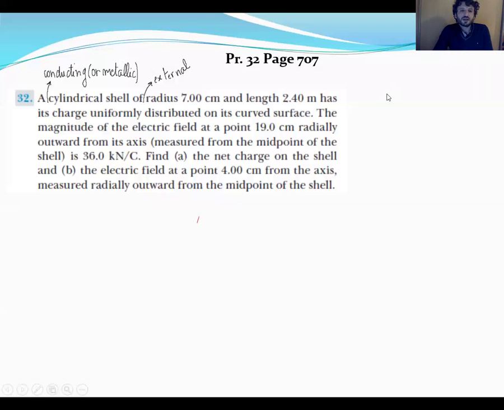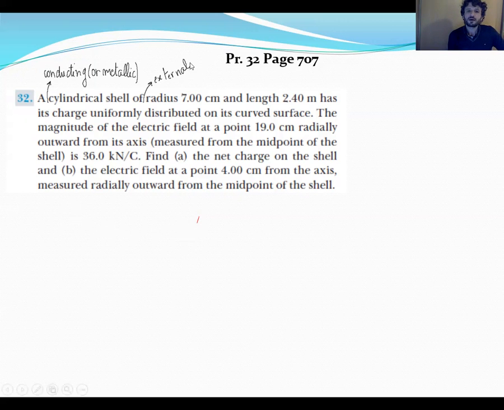Problem 32. Here we have an example, one application of Gauss's law about a cylindrical shell. I take a conducting or metallic cylindrical shell of external radius 7 centimeter. You know that a cylindrical shell has two radii, internal and external. I give you the external radius equal to 7 centimeter and length equal to 2.7, with its charge uniformly distributed.